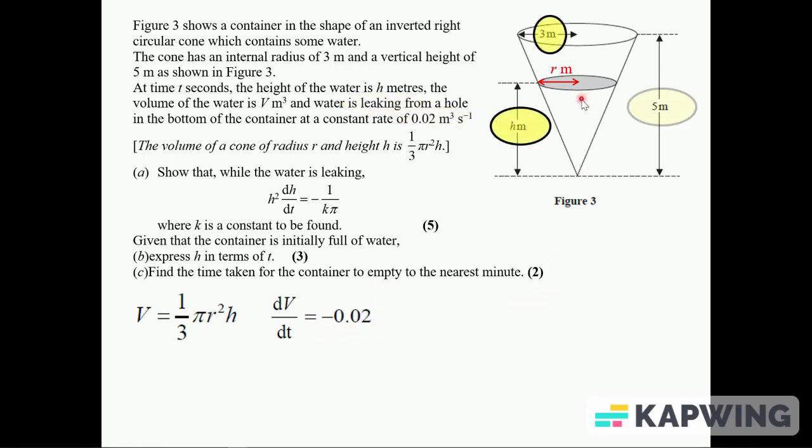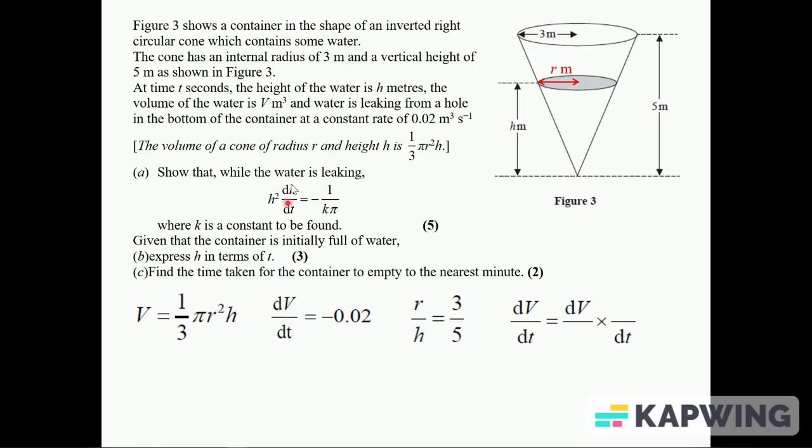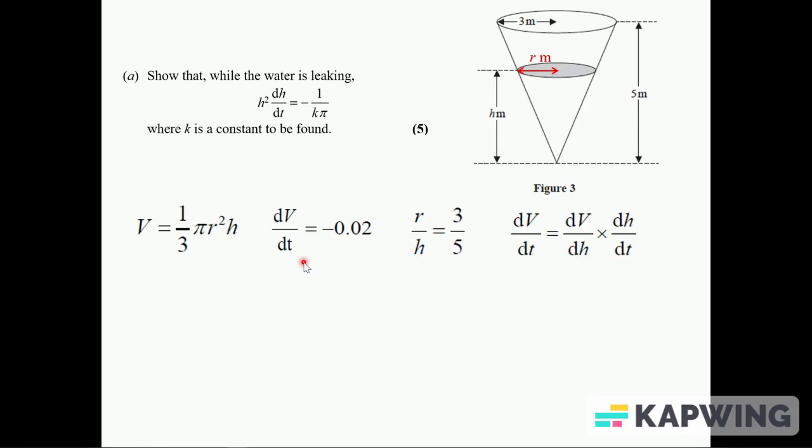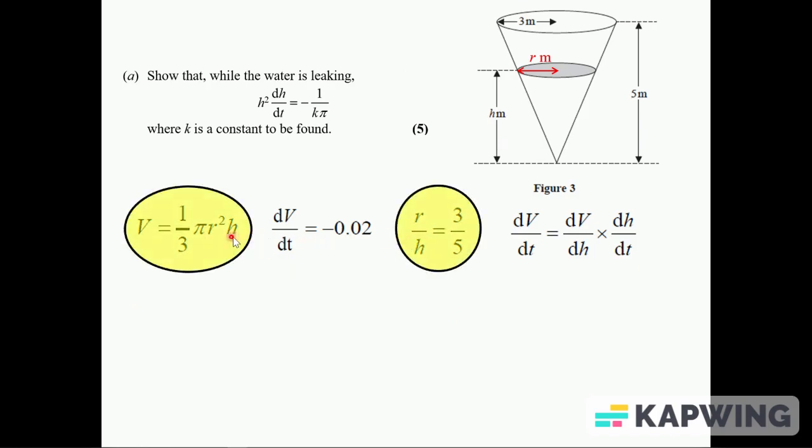I'm going to look at these dimensions as well and find a relationship between h and r, because I want to lose all the r's really. r over h is equal to 3 over 5, similar triangles. And I've got dV over dt here, but I want dh over dt, so I'm going to connect them like this: dV over dt equals dV over dh times dh over dt. Looking at these two, I've got no r's in here, so I can eliminate the r by writing this.